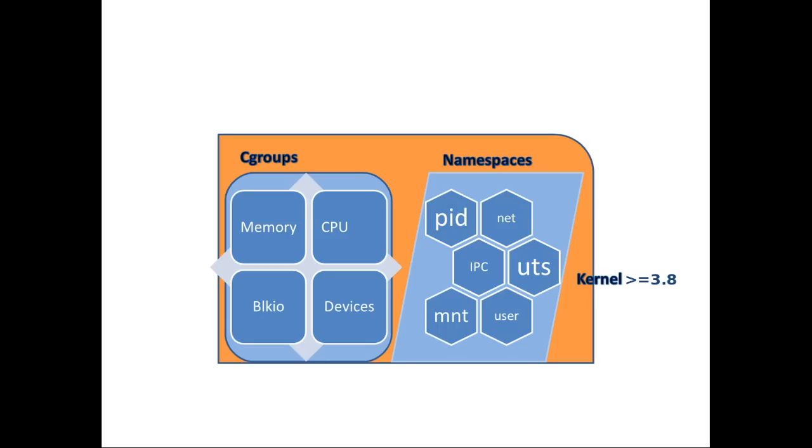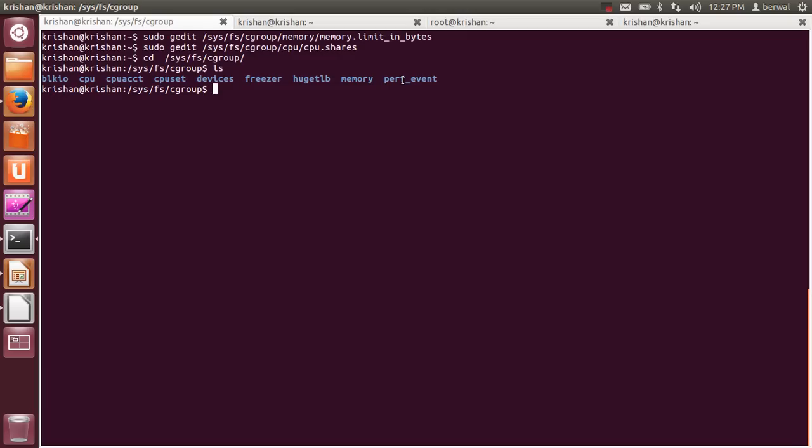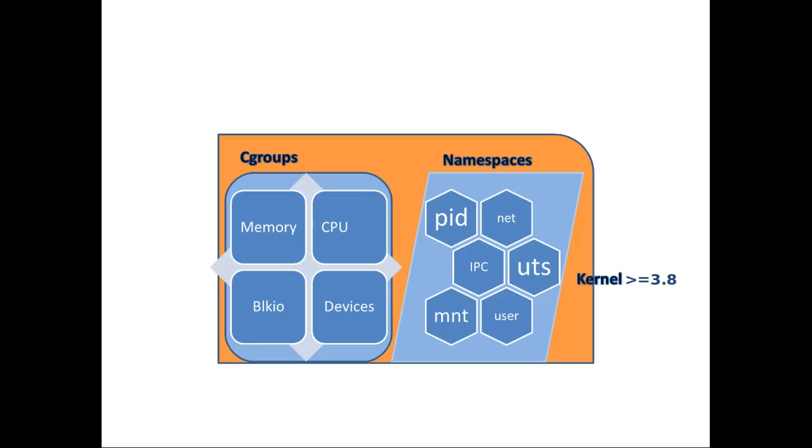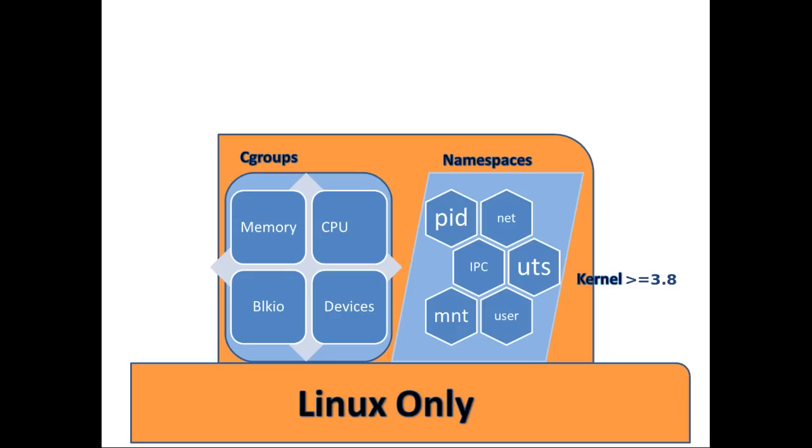Let's check the kernel. Type uname -r. The kernel version is 3.8, so whatever Docker needs is already met. Everything we are using here is on Linux, and these things are only for Linux, not for other operating systems like Windows. Linux already has all these things.